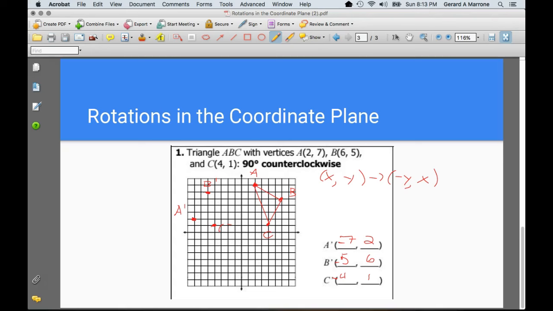And just to make it easier on us here, I'm going to use the line tool to connect these. And this is going to allow us to see our newly formed triangle here. So I've got A prime, B prime, and now I've got C prime all drawn in, and I'm just going to connect those together. And so now you're going to see a 90-degree rotation counterclockwise around our origin.